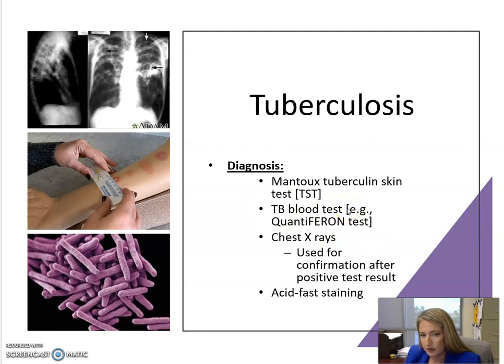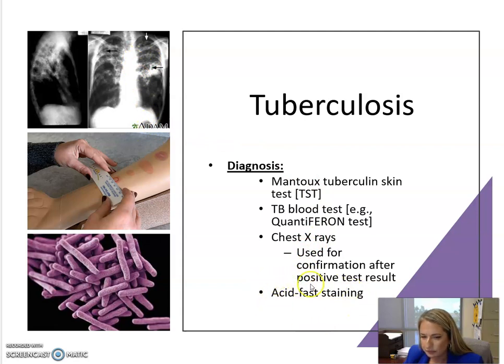Nowadays, they can also do a blood test, quantiferon, which is a bit more expensive, but it can also be used to positively diagnose Mycobacterium tuberculosis. And then also they can do x-rays, but these are typically to confirm a positive result. So if your blood work or your MAN2 test would come back positive, then they would do a chest x-ray to confirm. And for that, again, they're looking for those tubercles. They're looking for those little nodules there in the lungs.